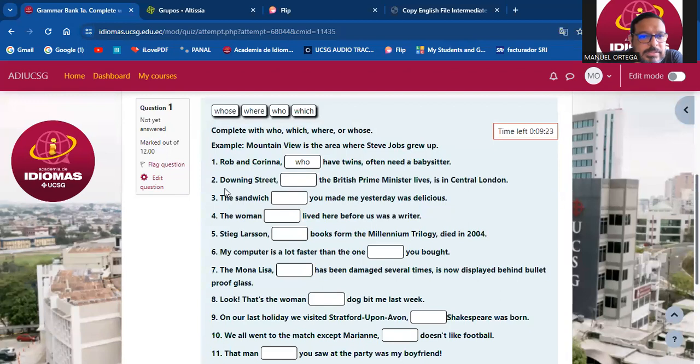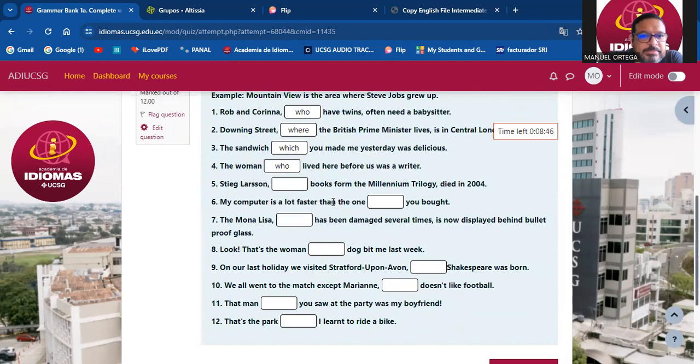Number 2, Downing Street, where the British Prime Minister lives, is in central London. Where? Okay, like a place, where the Prime Minister lives. Number 3, the sandwich which you made me yesterday was delicious. The sandwich, a thing. Which? Very good. The woman who lived here before us was a writer. The woman, a person. Who?